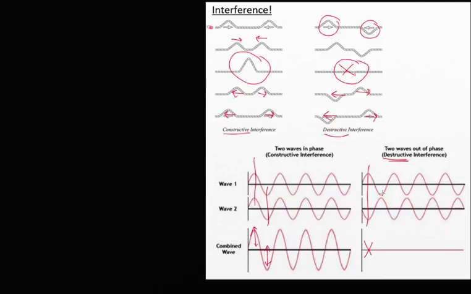We get nothing. Next wave, we have a trough lined up with a crest. Those cancel each other out. We get nothing. So these two waves on the left are what's called in phase because they're crest with crest, trough with trough. They're all lined up. But on the right, we have out of phase because the crests are lined up with troughs. They're exactly opposite.